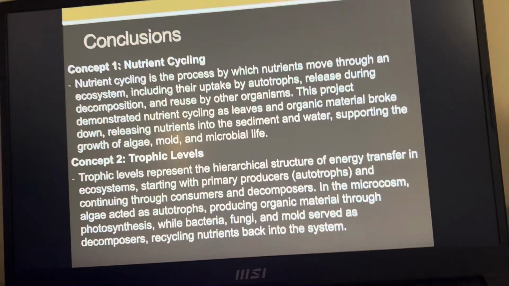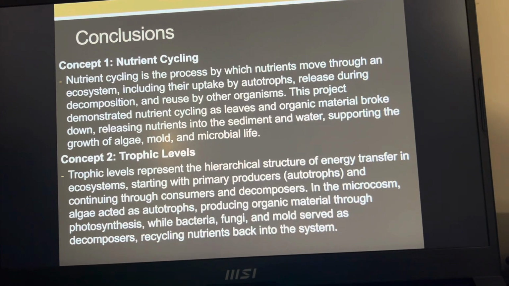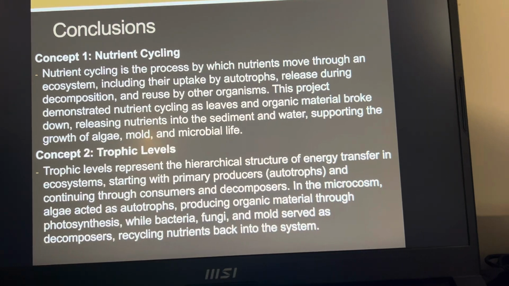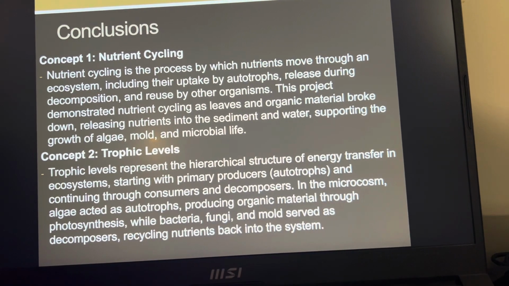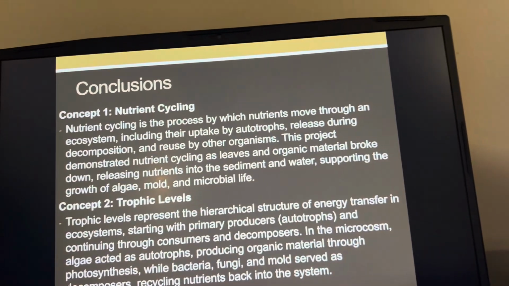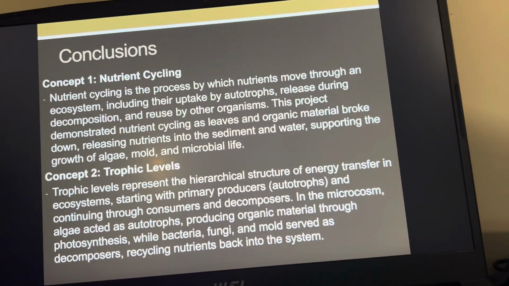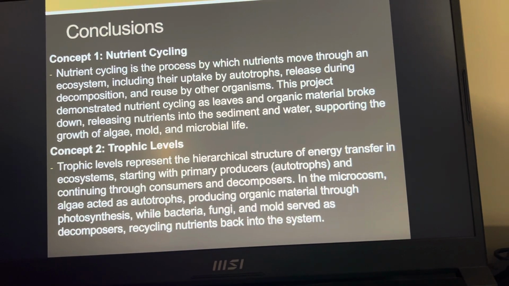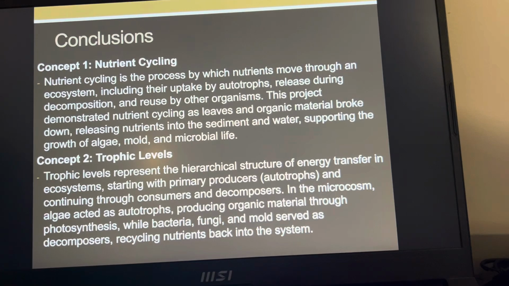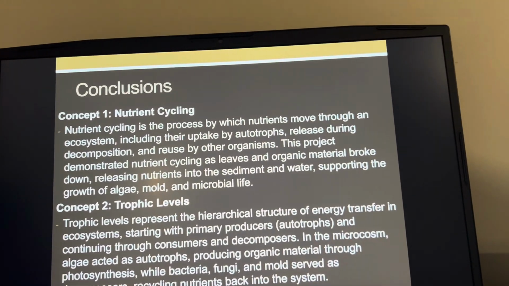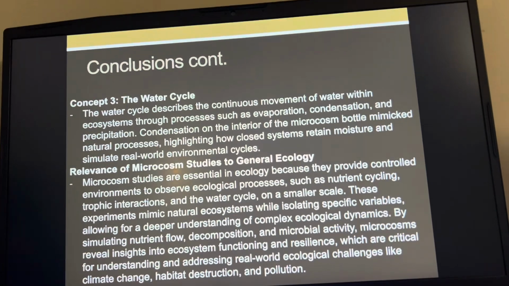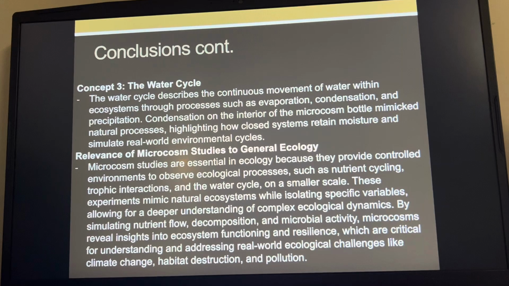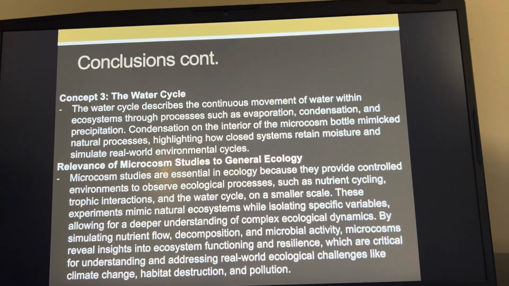This project highlighted 3 core ecological concepts: nutrient cycling, trophic levels, and the water cycle. Nutrient cycling was evident in the decomposition of organic materials, which release nutrients to support algae and microbial growth. Trophic levels were represented by algae as primary producers and bacteria and fungi as decomposers. These interactions demonstrated the flow of energy and matter within the microcosm. The water cycle was simulated through condensation and evaporation within the sealed container, mimicking natural environmental processes.